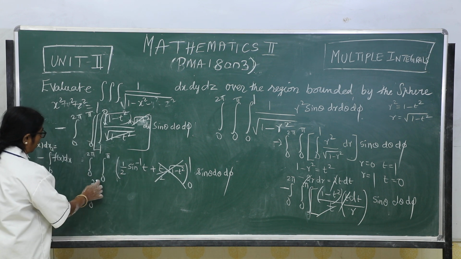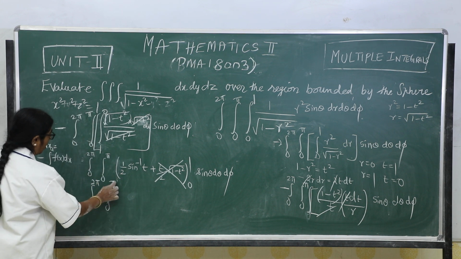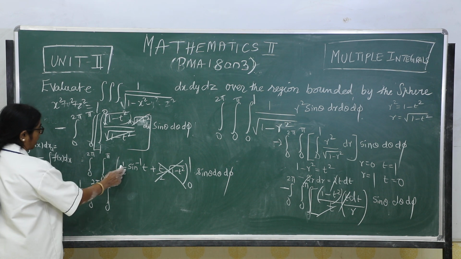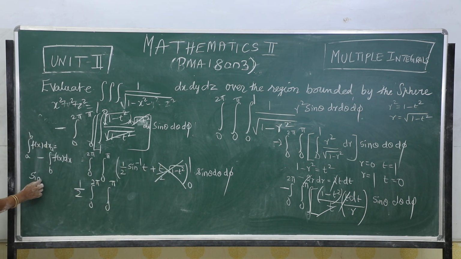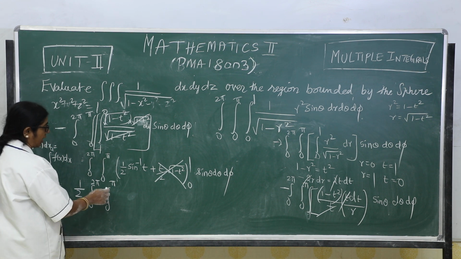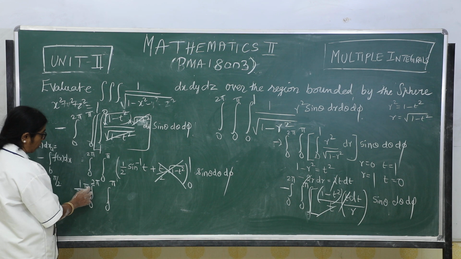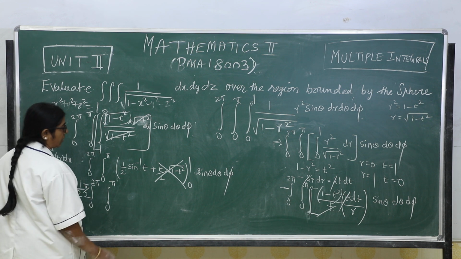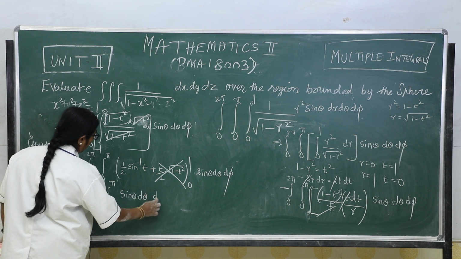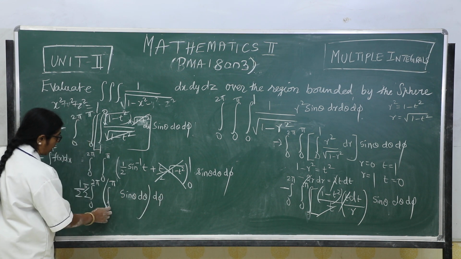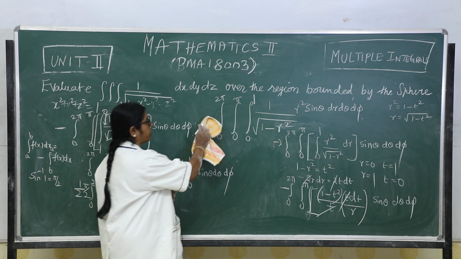0 to 2 pi, 0 to pi, half can be taken outside. Sin inverse of t, sin inverse of 1. What is sin inverse of 1? Sin inverse of 1 is pi by 2. Therefore, I can take pi by 2 also outside. You get sin theta into d theta into d phi. Now, coming to this integration.